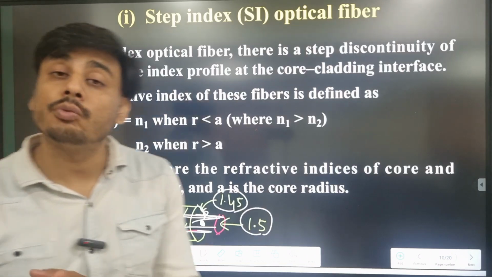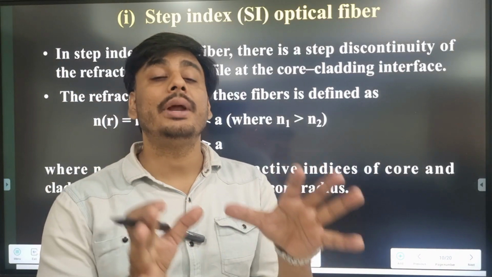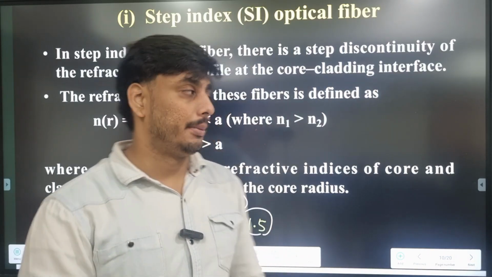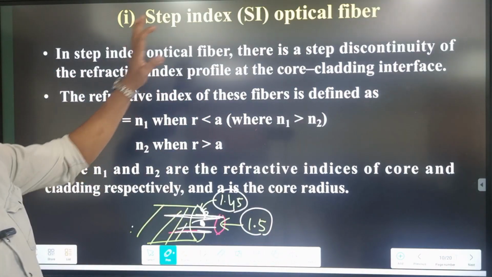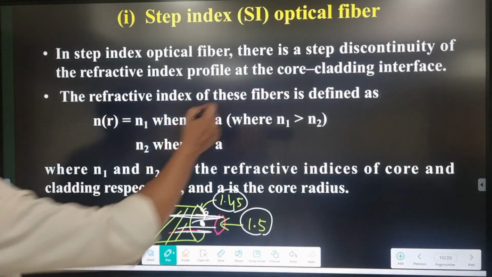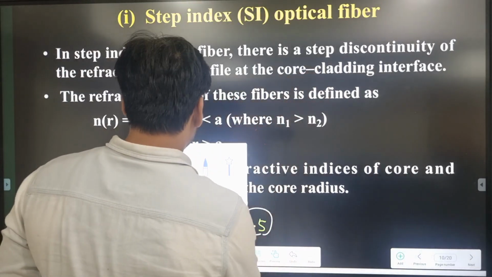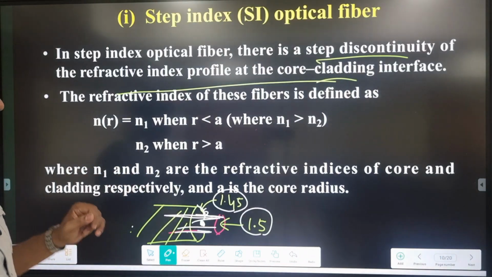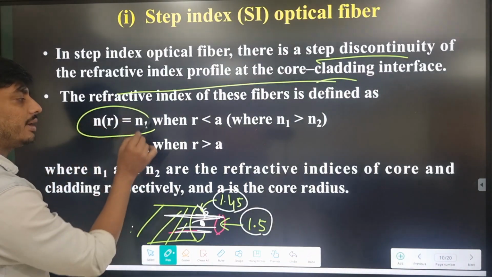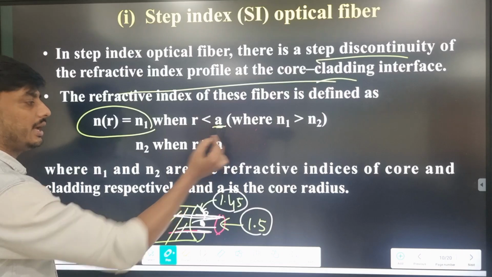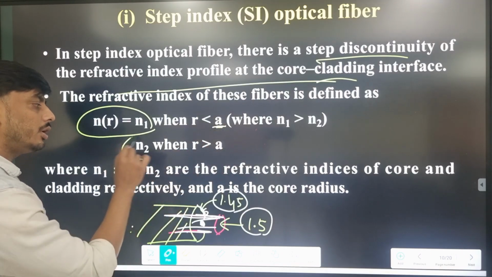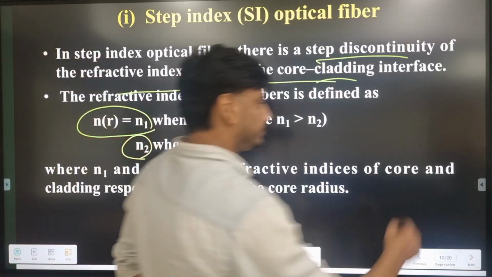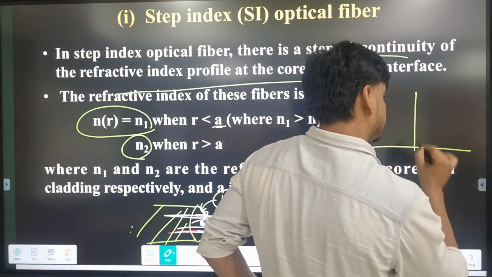This is the reason why it is said to be a step index. Step index optical fibers are those where there is a step discontinuity between the refractive index of core and cladding. Here, if n1 is the refractive index of the core, which has radius a, then beyond a, suddenly we will find another value. So if you plot the refractive index, we will get a graph like this.